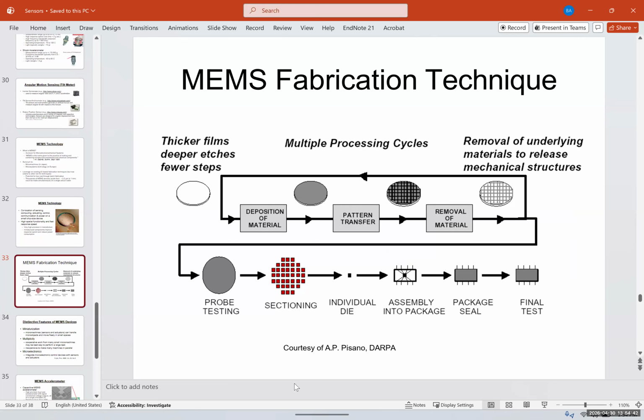And this is a fabrication process, very similar to ICs. We have a wafer, and then what we do, which is a thicker film with deeper etches, with fewer steps. And we have deposition of materials. We have pattern transfer, removal of the materials. Then we have probe testing, and then we cut it, sectioning into individual dies, assembly into packages, package seal, and final test.